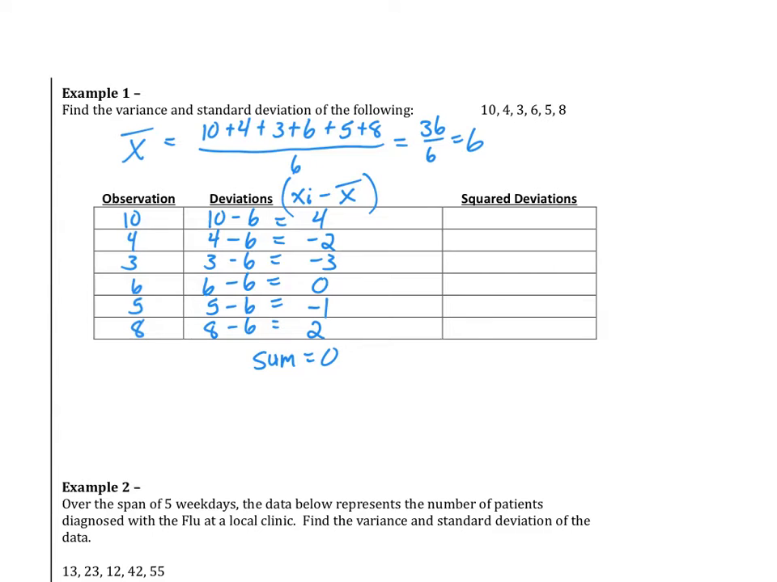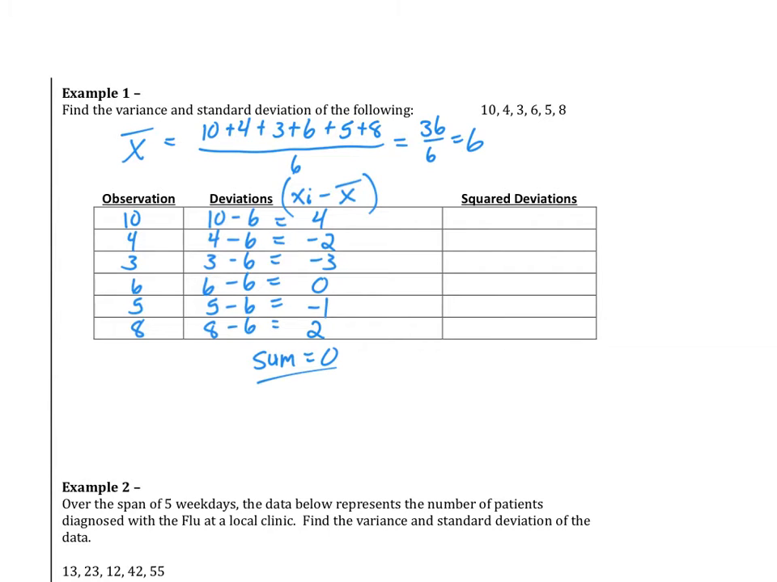Okay, and that's always true. Because 4 plus negative 2 is 2. 2 plus negative 3 is negative 1. Negative 1 plus negative 1 is negative 2. And negative 2 plus 2 is 0. This should always happen. You don't have to find this all the time, but that's how it works out.